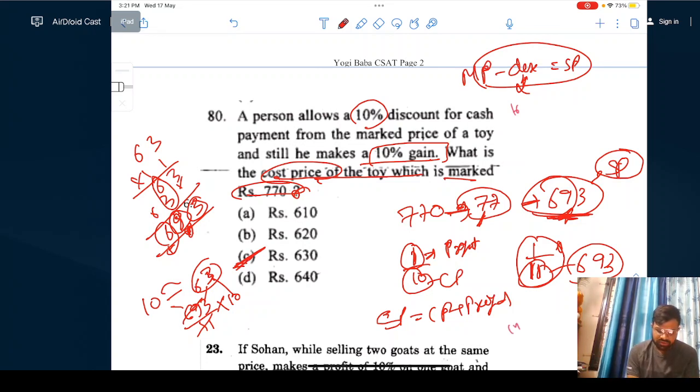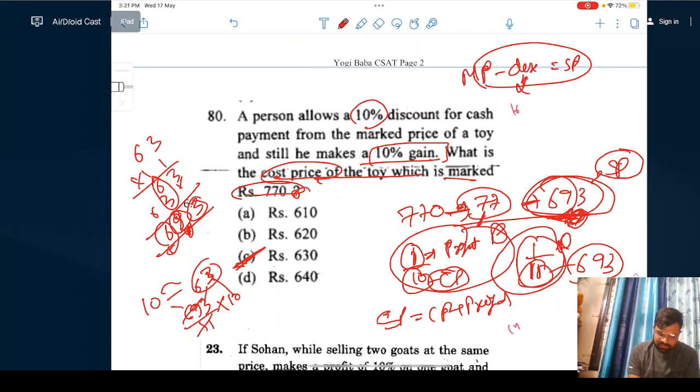Let me explain it again. So you have found SP, and this was the formula for profit percentage in terms of CP, and it will become this in terms of SP. 11 units, then we will go by the unitary method. 11 units represent 693, and then CP you have to find: 10 units will become 630. Okay, this is something that you can do.